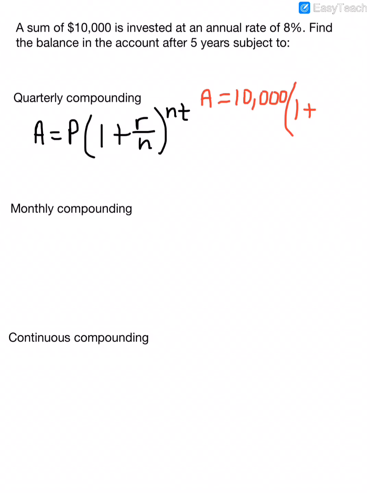times 1 plus, all right, R is our interest rate. Well, our interest rate is 8%, and remember we need to change that to a decimal. So we would change that to 0.08.